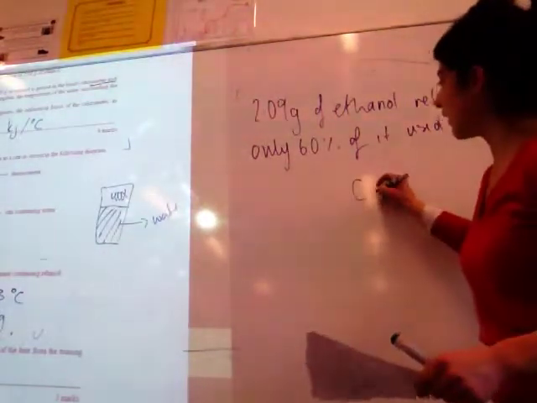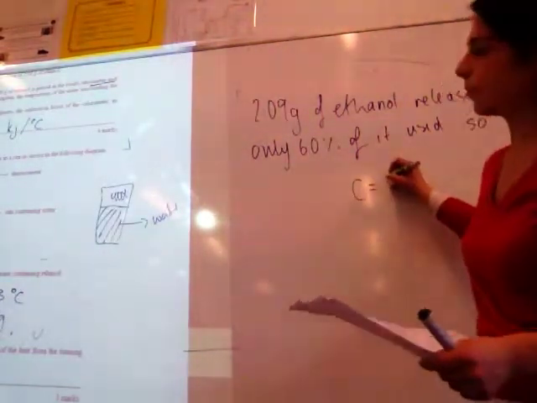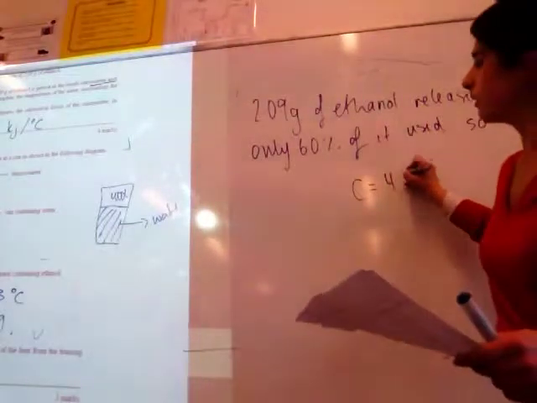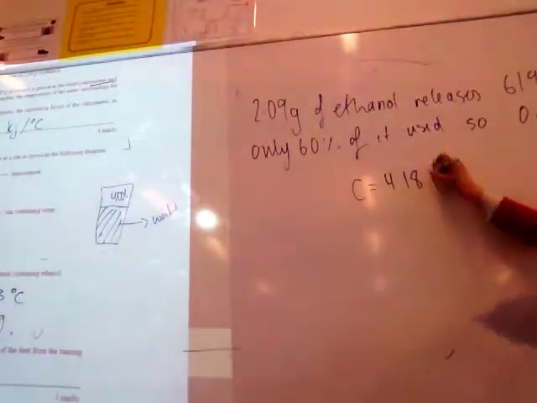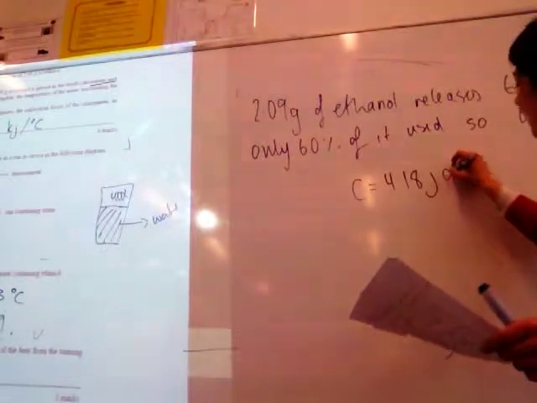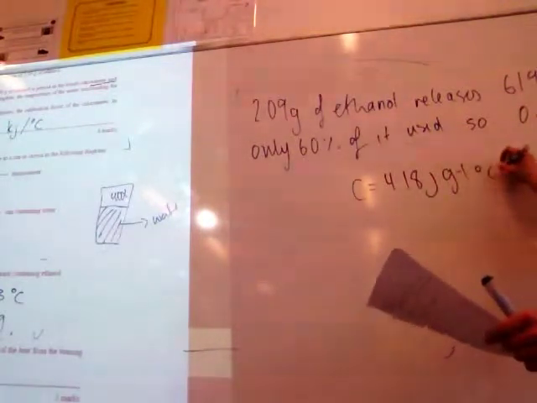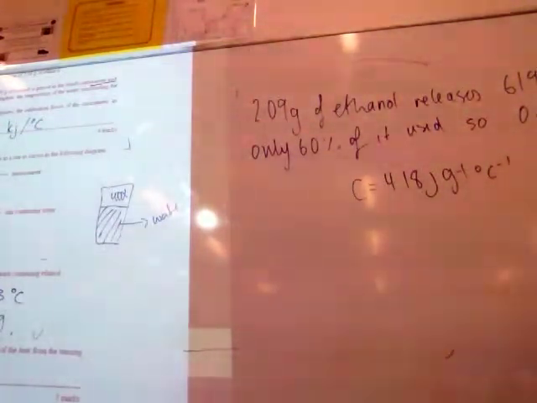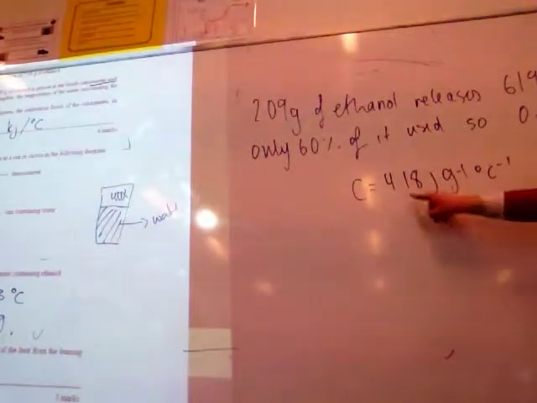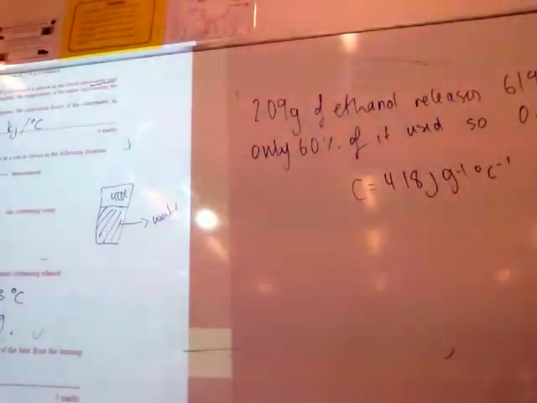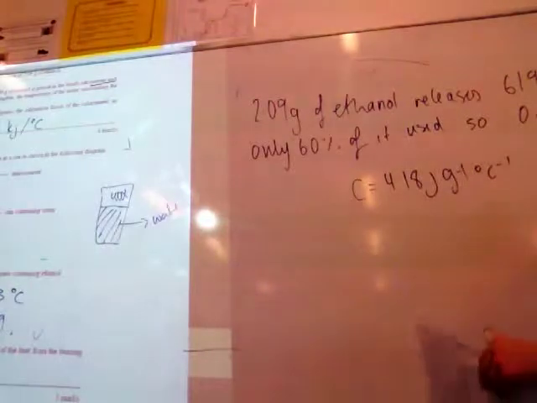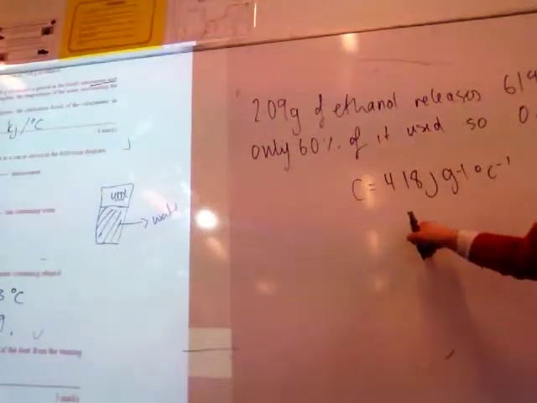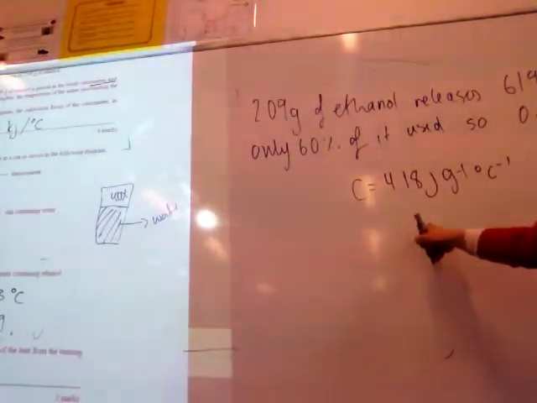Now, the specific heat capacity, do you remember what it is for water? 4.18. Excellent. Joules per gram per degree Celsius. So it tells us that 1 gram requires that many joules to raise it by 1 degree Celsius. We're dealing with 200 grams. That's why we're timesing it by the 200, and we want to know the total temperature change. So energy has to be in joules for that reason. Does that make sense? Yeah?